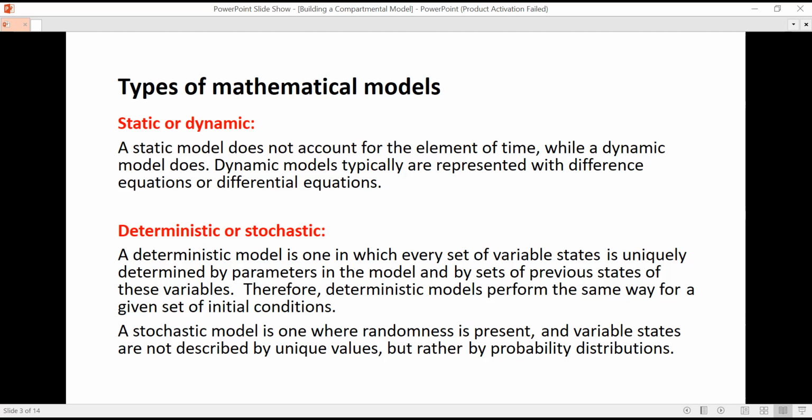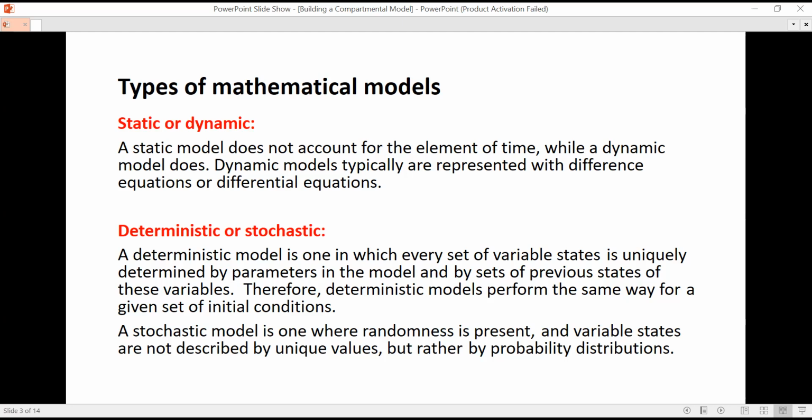So a static model, as the name suggests, does not account for the element of time, while a dynamic model does. A dynamic model is basically what we use. I haven't seen a static model. I've just seen one logistic growth curve model for fish population in fish ponds, fish farming. But mainly, we just do dynamic modeling of diseases where we consider aspect of time so that we can predict, and advise on disease preparedness and outbreak investigation.